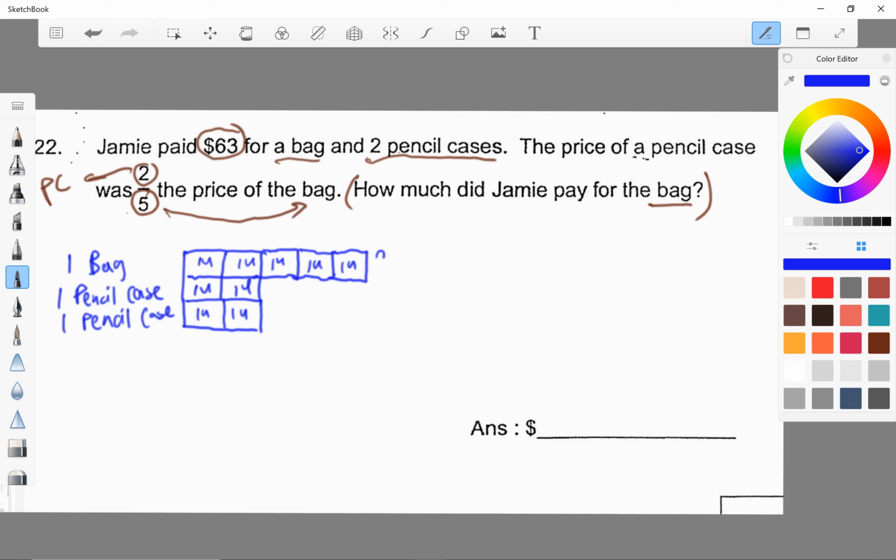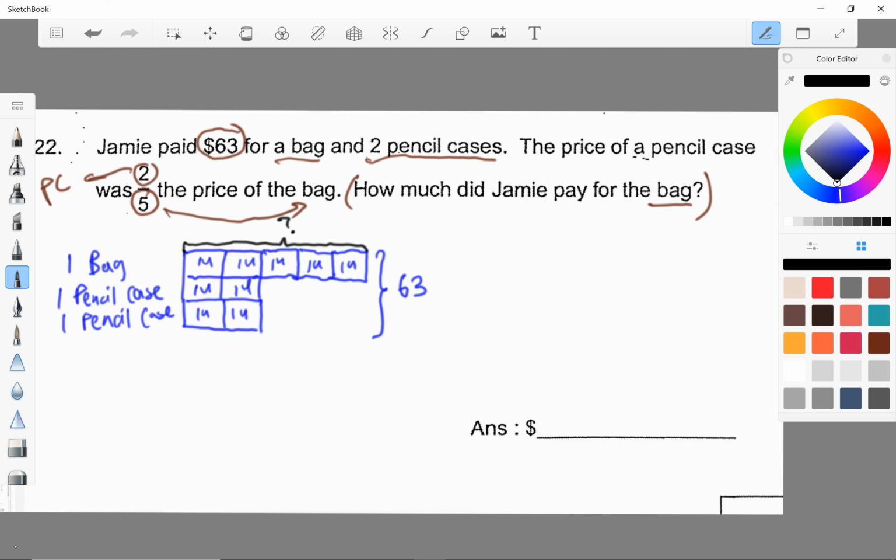And from there, I can actually show that altogether it is $63. And what are we supposed to find? We need to find the price of the bag. Okay, and this translates to 5 units. Nice. Alright, so 5 units for the bag, 2 units each for each pencil case.